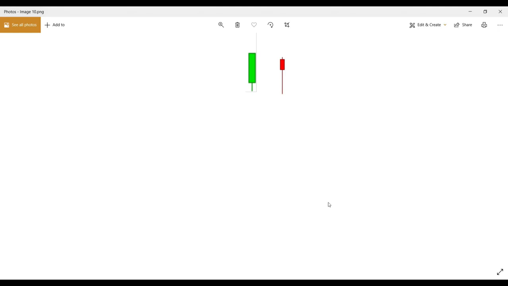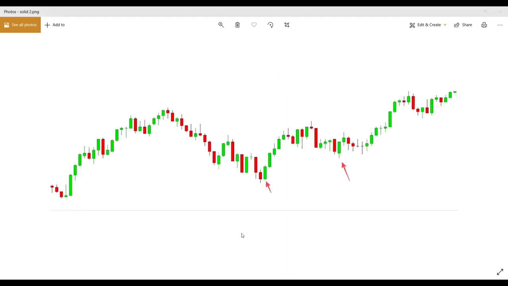So let's go to these setups real quick. This is the solid bar, and this is the tail bar. Let me show you guys some more examples. The solid bar is basically the body closing at its high. Me personally, I like to look for it closing around 85% at its high, and that's good enough.